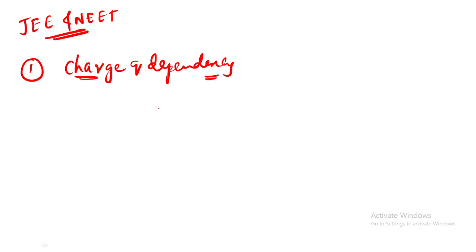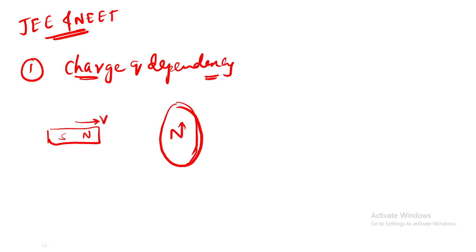Logically, when there is a coil, a basic coil or solenoid, whatever you take, like this here there is a coil. Whenever the magnet is approaching towards it with velocity v, with the north pole facing it, it will develop a south pole on the back side. So automatically an anti-clockwise current will be developed.